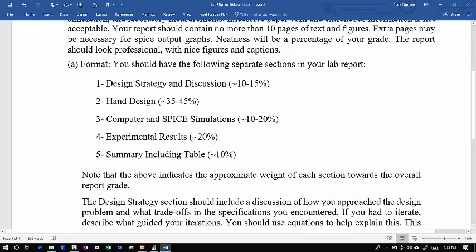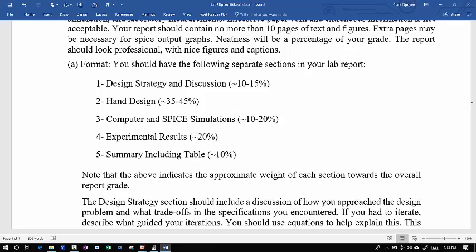Format: you should have the following sections. You should have design strategy and discussion, an explanation of your hand design and some of the details of that, computer and SPICE simulations, experimental results, and a summary, especially with a table that summarizes all of your different results. You should have a column with all the specs that we gave you, what your hand analysis says you should have gotten, what SPICE says you should have gotten, and then what you actually measured.